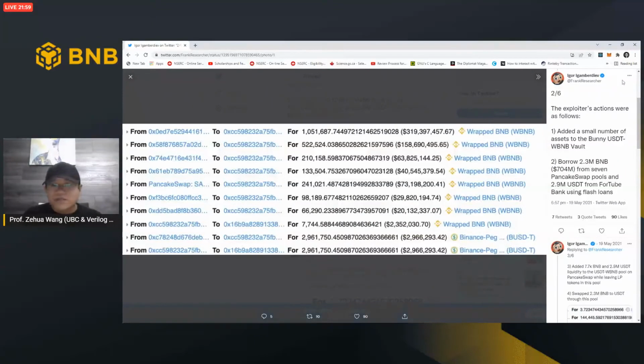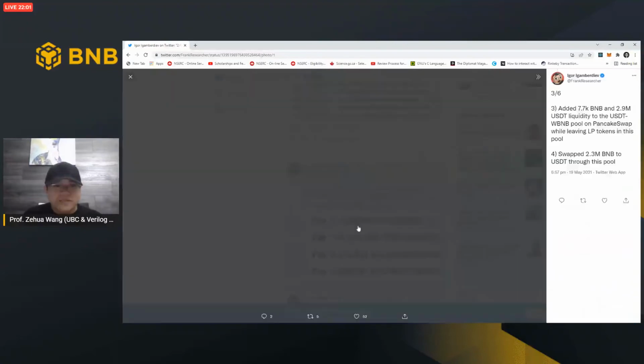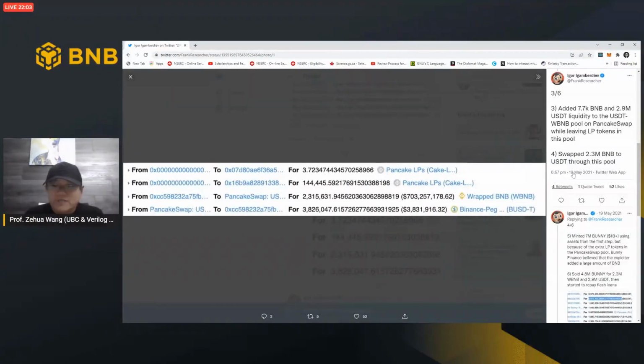And for the rest of those BNB, not yet put into the liquidity, it will just sell all of those BNB for USDT. So it just dumps a lot of BNB into this pool. It will basically drain out all of the USDT inside the pool, and the BNB inside the pool goes very large.